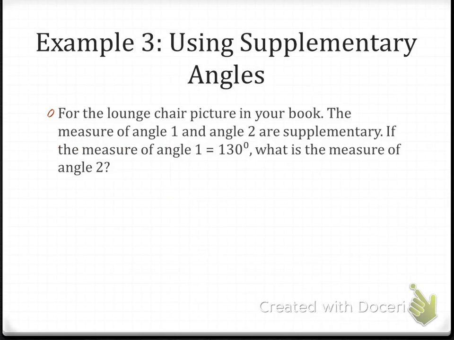Now, in example 3, we're using supplementary angles. So on the bottom of page 476, look at it with me. It gives me a beach chair, or lounge chair, and it says that the measures of angles 1 and 2 are supplementary. So if they're supplementary, what is going to be their total measure? 180. It's going to be 180 degrees. So their total measure is going to be 180 degrees.